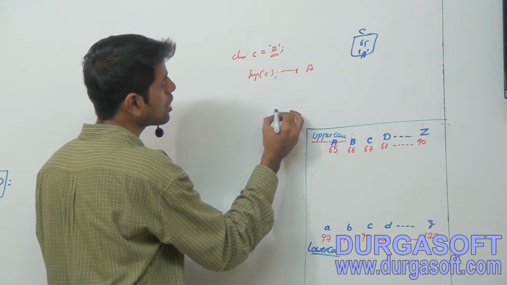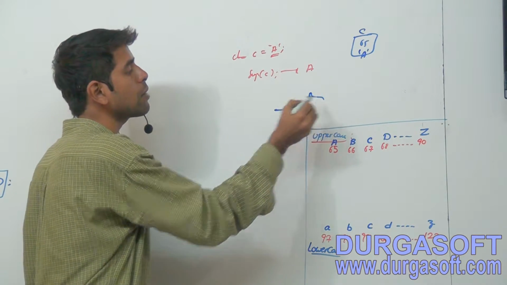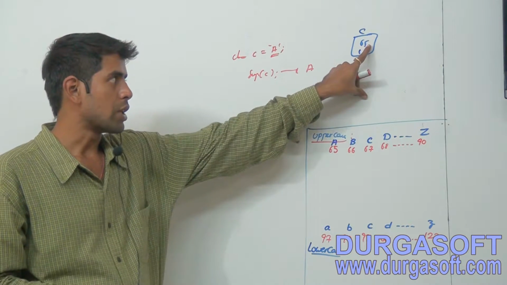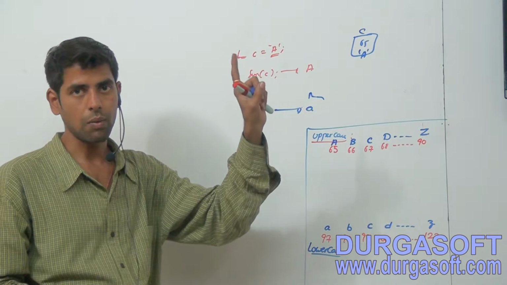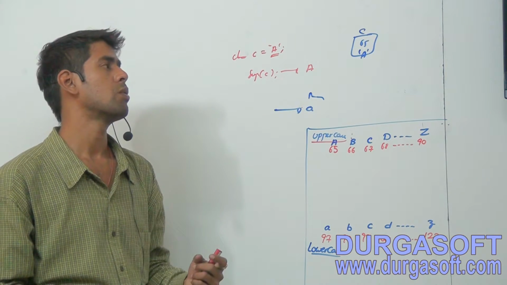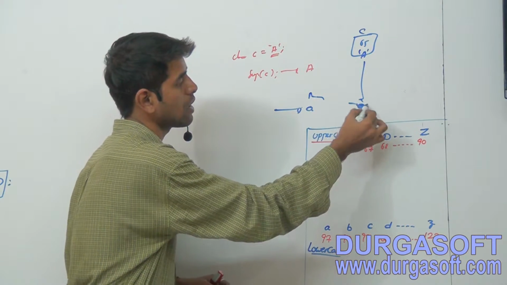Now I want to give the output as small a. Think that this is my requirement. How to do it? Simple thing. Internally JVM will use Unicode values only. Now I want to give the output as small a.